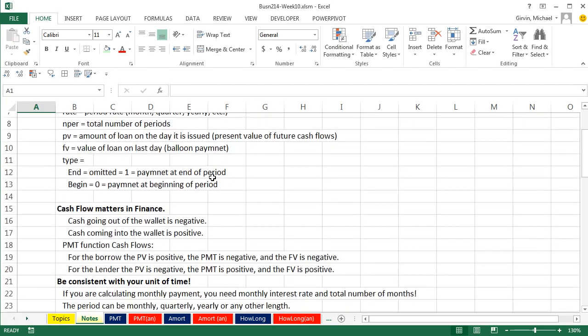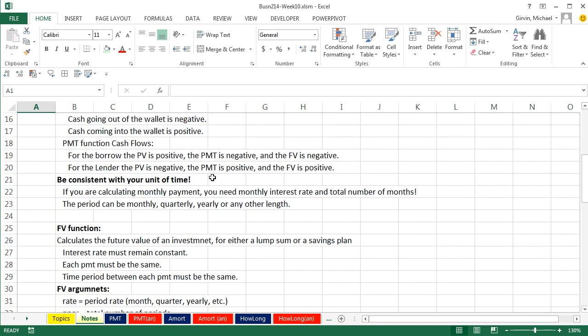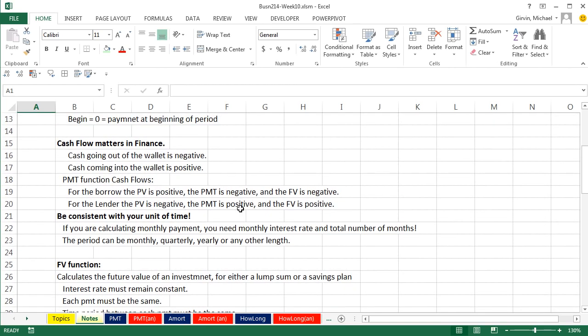The one finance concept that we'd like to understand after watching this video is that cash flow matters in finance. Now, when you have a monthly payment on a loan, to you, that's cash going out of your wallet, meaning I'm writing the check and sending it to the bank. That's negative. If the cash is going out, it's negative. But to the bank, when you send in your check to them, the cash is coming in.